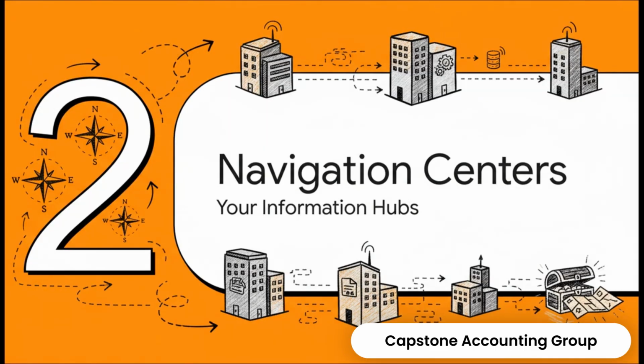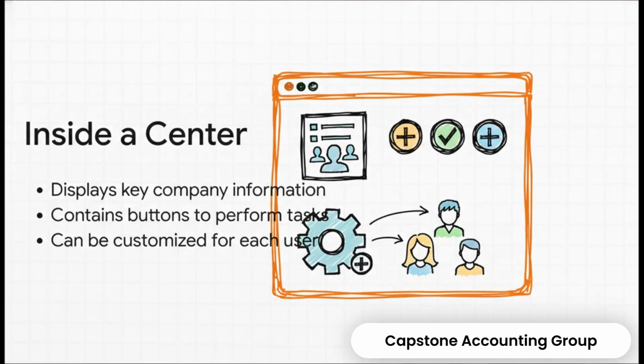Okay, so when you click on that bar, it takes you to what's called a navigation center. And if that bar is your map, well then these centers are your destinations. This is where the real work gets done, and it's where all of your company's most important information actually lives. So inside each of these centers, you're going to find all the key info for that area. Like a list of your customers or your vendors. You'll also see all the buttons you need to actually do things, like create an invoice or record a payment.